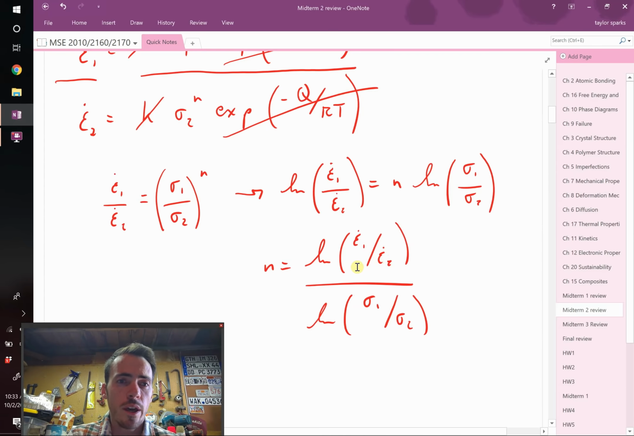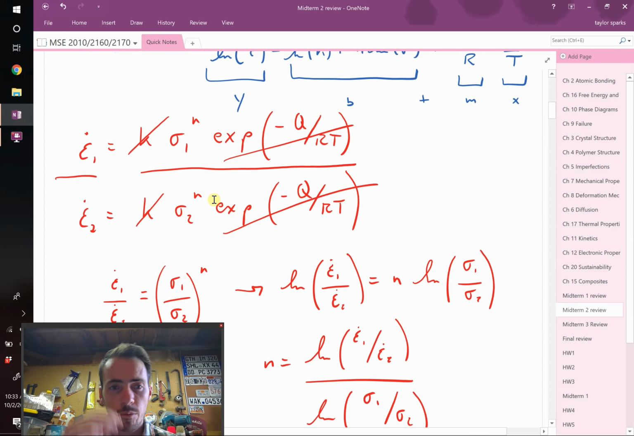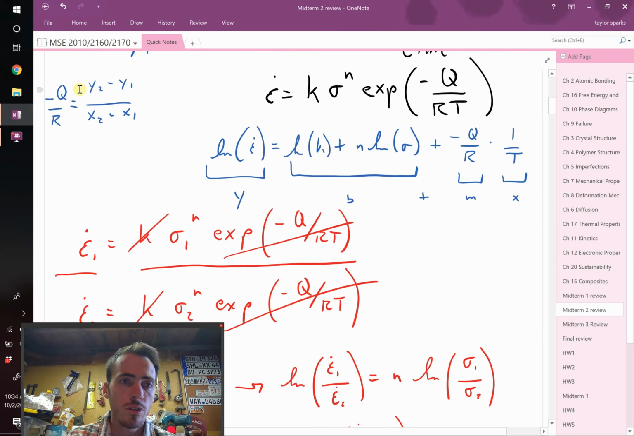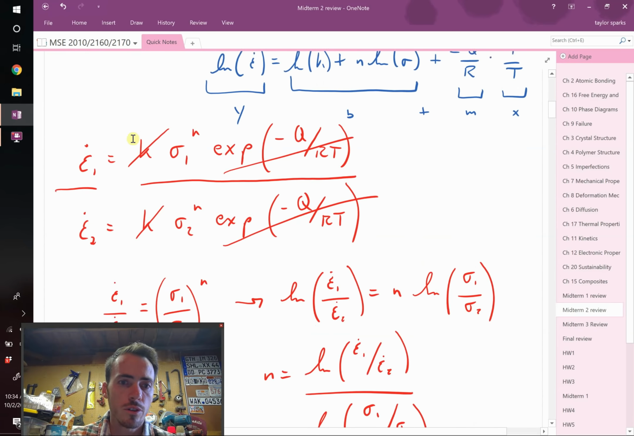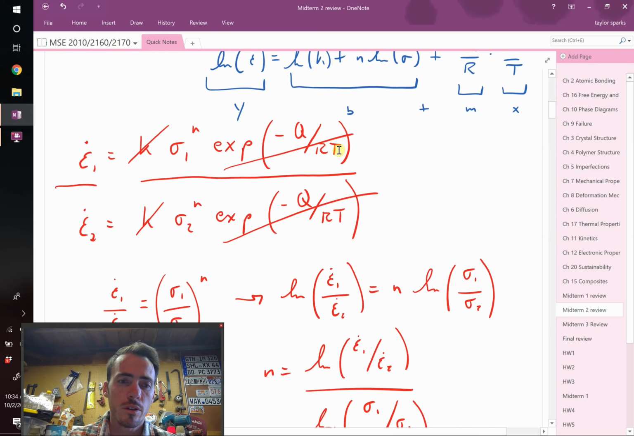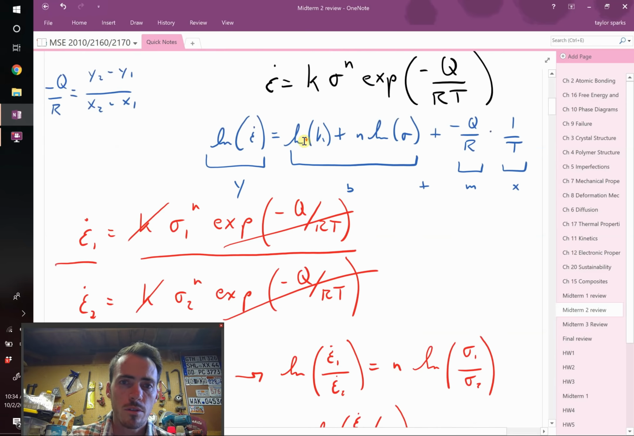Once you know N, go back to these expressions, and you can solve for K with the same approach. You would have already solved for Q, right? You solved for Q here, so you know what Q is. Let's assume that you're told what the temperature is. So you know everything in here, you can solve for this. You know a stress, you know this exponent N, and you know the strain rate, so you can solve for K. So it's pretty straightforward how you solve for these.